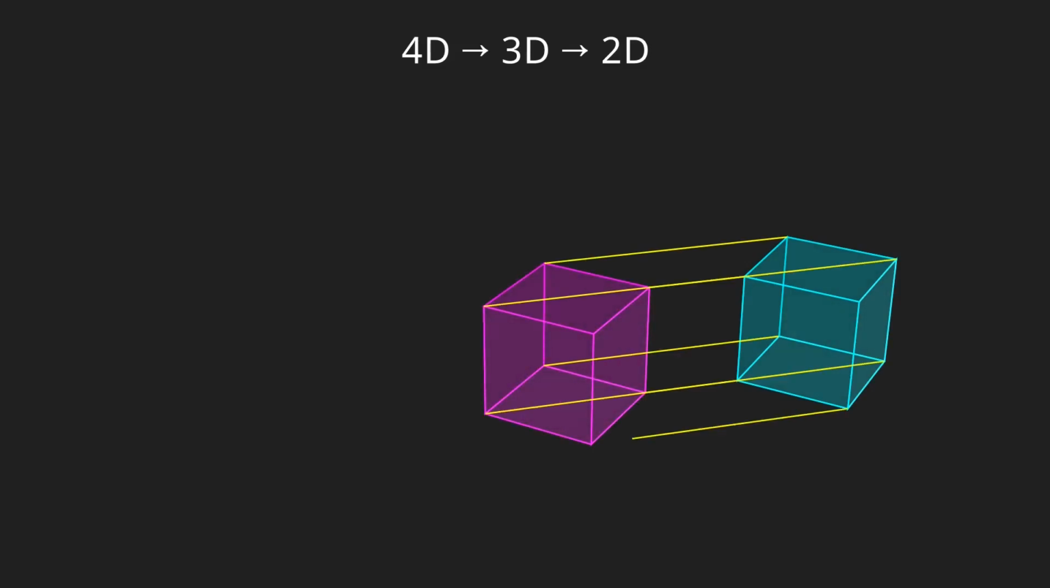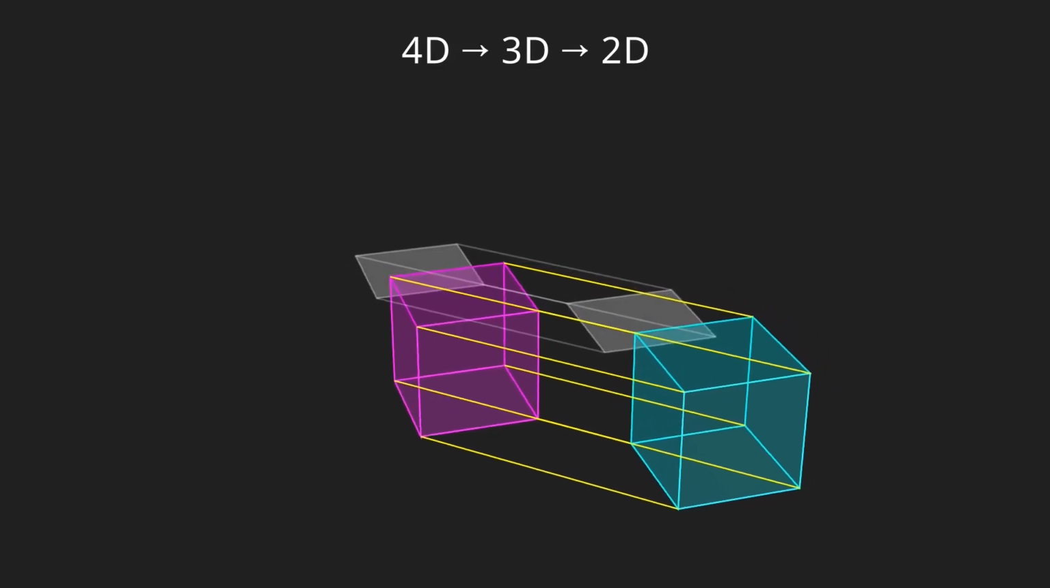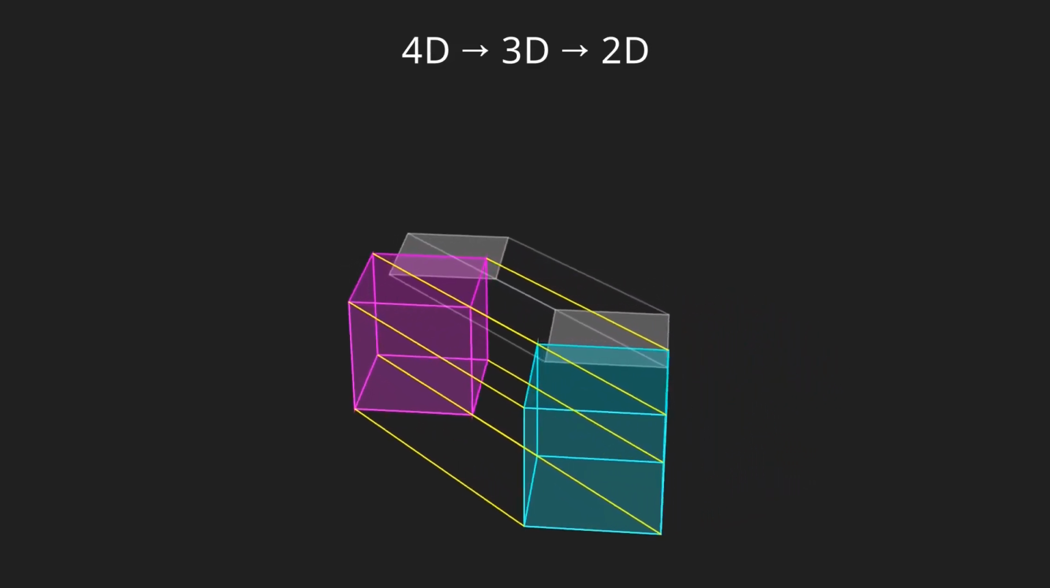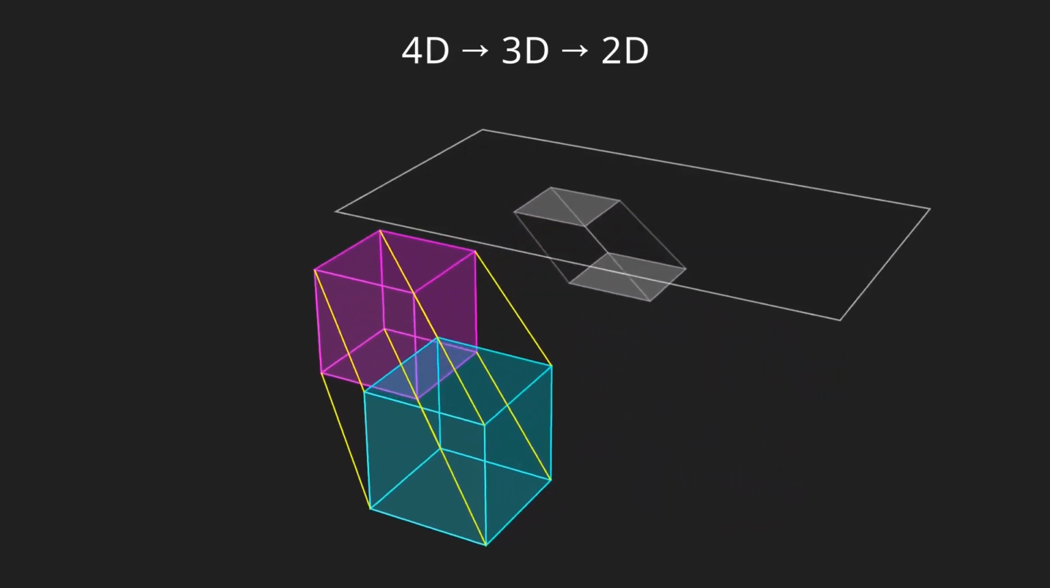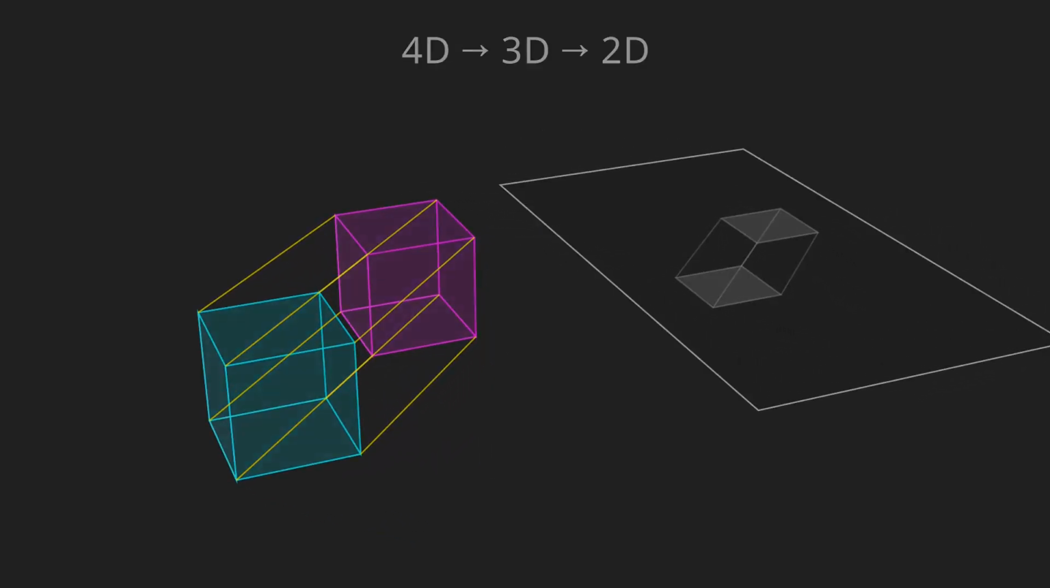When we look at a tesseract, we are like those 2D beings. We can only see its projection, a kind of shadow of the 4D object into our 3D world, and everything on a 2D screen. That's why it looks so unfamiliar.